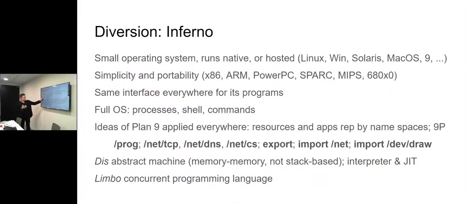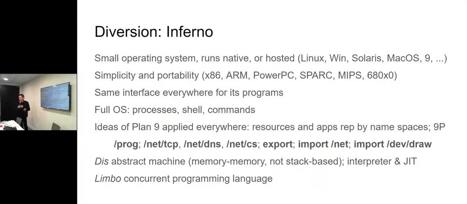It's a full OS, so there are actual processes. There are a good set of commands, including its own shell. The bulk of the Plan 9 commands were translated into Limbo. But the reason for doing it, and the reason the interface is the same everywhere, is that the ideas of Plan 9 are applied by Inferno, even when it's hosted. So on each system, whether it's Linux or Plan 9 or when it's running native, it provides /prog, which is similar to /proc, but for Inferno. It provides /net/tcp, /net/dns, /net/cs, export and import commands, and so on. So that means that if you're running Inferno on a Linux system, applications will use /net/tcp/clone the way I suggested before.